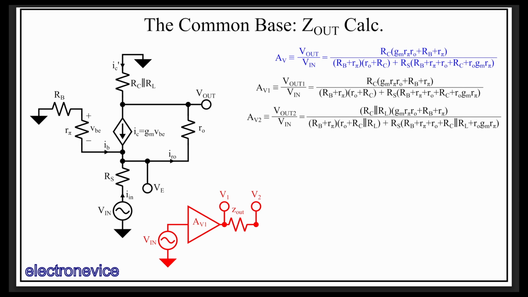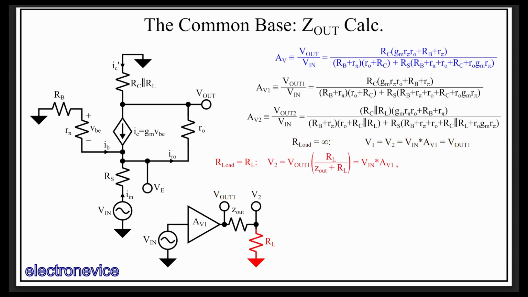We know that there is an output impedance Zout, and we know in the case with no load resistor that there's no output current and thus no voltage drop across Zout. Thus, with no RL, both the voltage at V1 and the voltage at V2 are equal, and equal to Vout1, as our perfect amplifier has a gain of AV1.